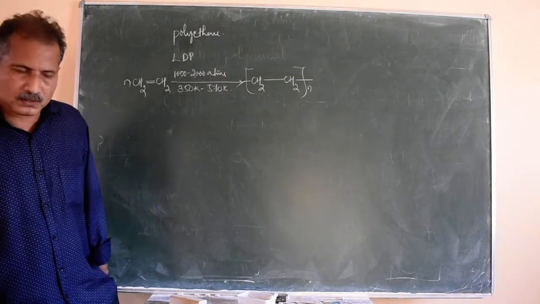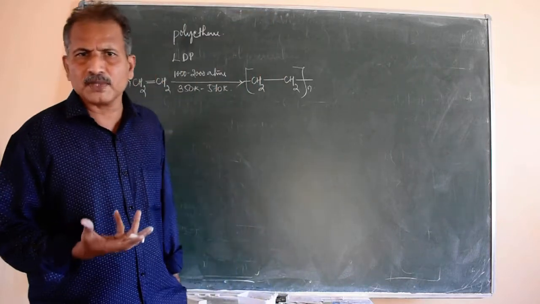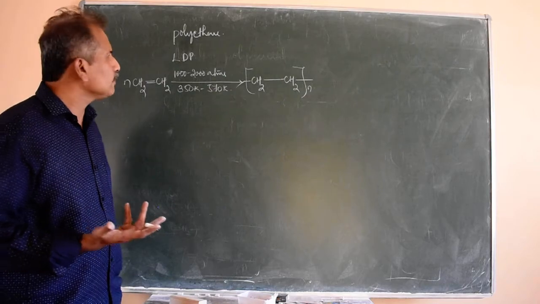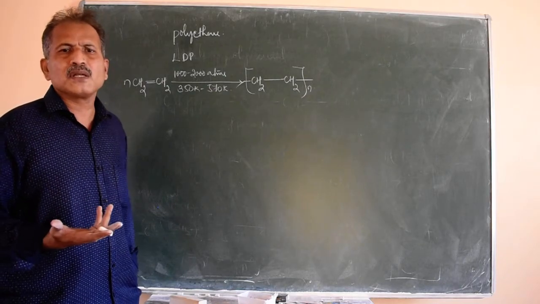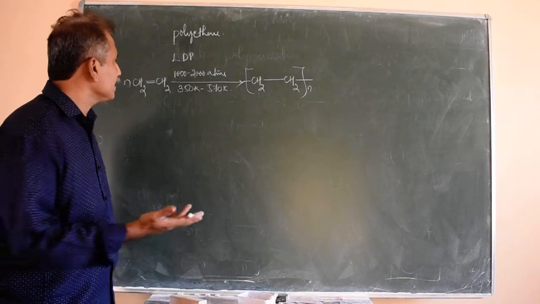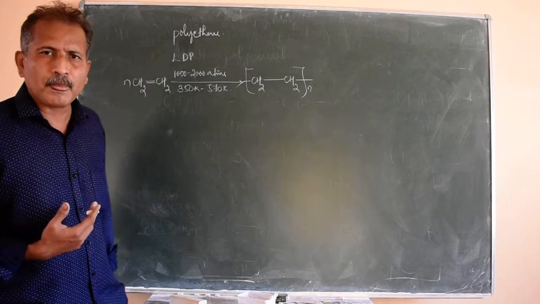Now low density polythene is very hard but flexible. It is tough. It is flexible. It is a non-conductor of electricity. So therefore, it finds immense use in electrical insulations. Electrical wires are insulated using this. You find a number of uses of LDP.